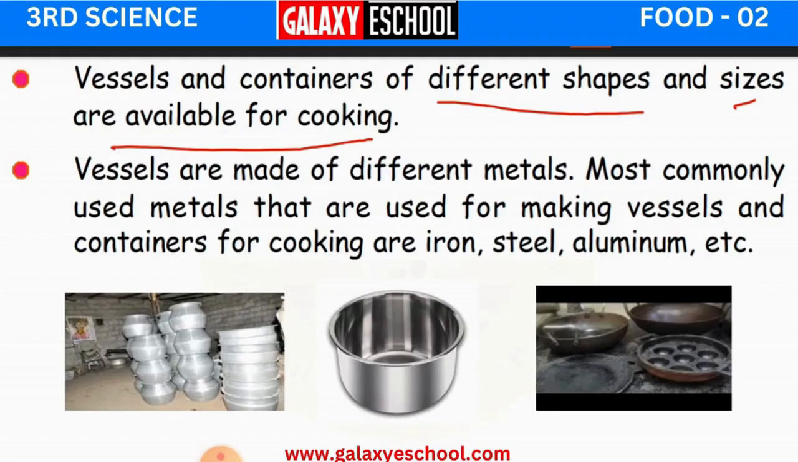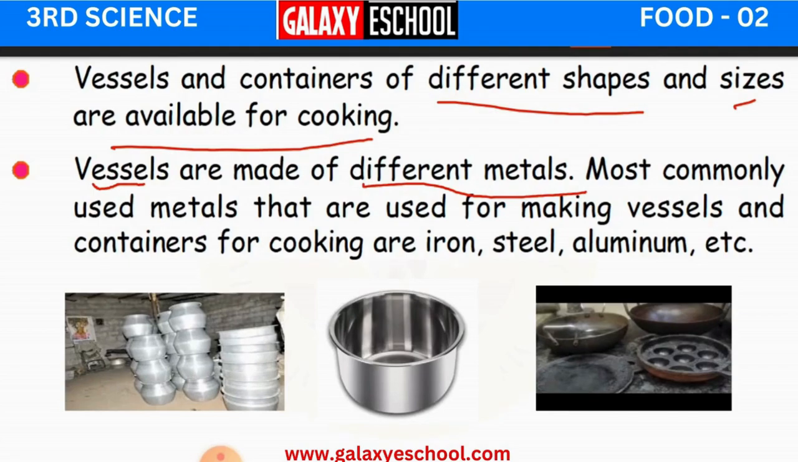Clear, children? So the vessels which we use for cooking are made of different metals. Like what are metals? Like iron, silver, gold, all these come under metals. Steel, aluminium, copper, bronze, all these are different metals.